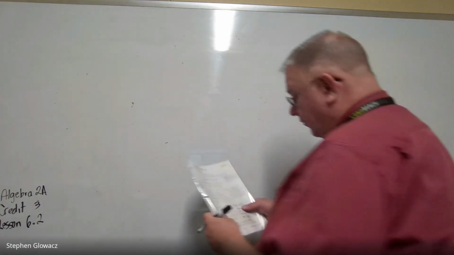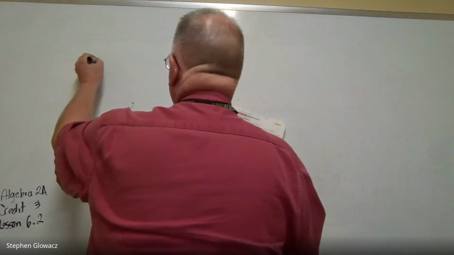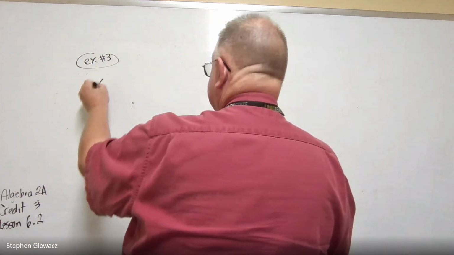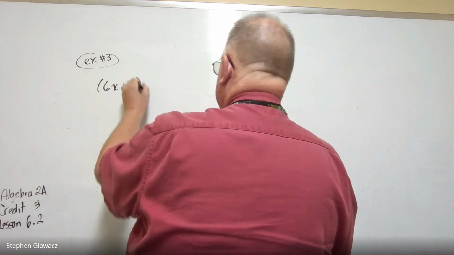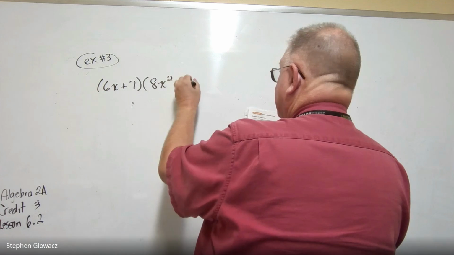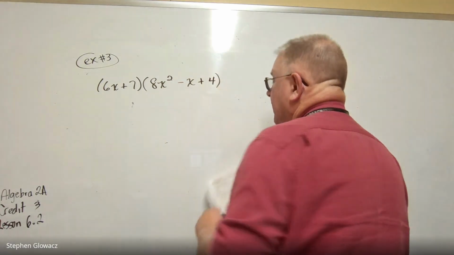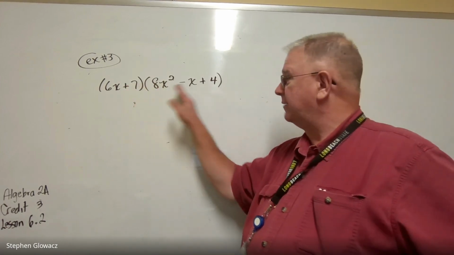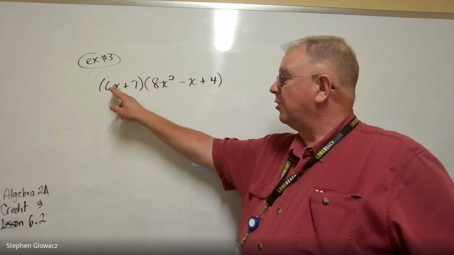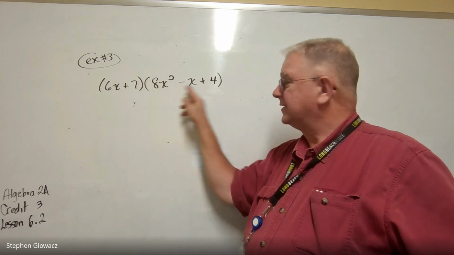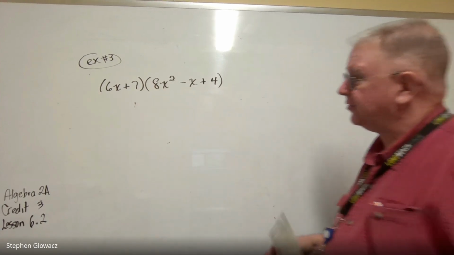All right, so for our example for number 3, we'll come over here to give us some more space. We have 6x plus 7, and then times 8x squared minus x plus 4. So once again, just like for problem number 2, we have a binomial times a trinomial. So we need to multiply both of these terms, the 6x and the 7, to this entire trinomial. So let's go ahead and do that.